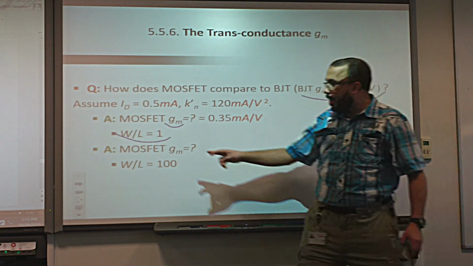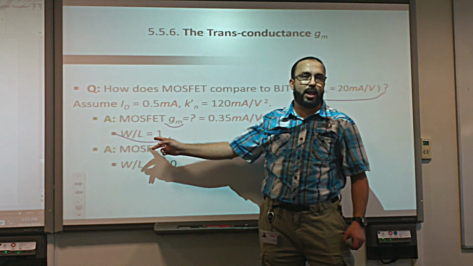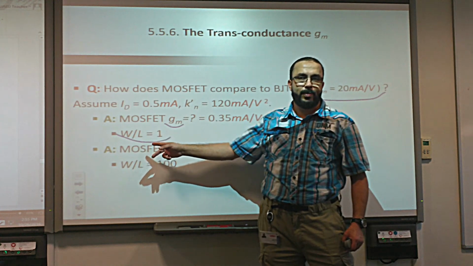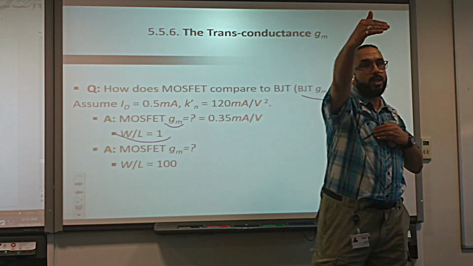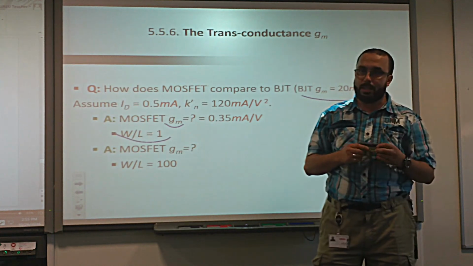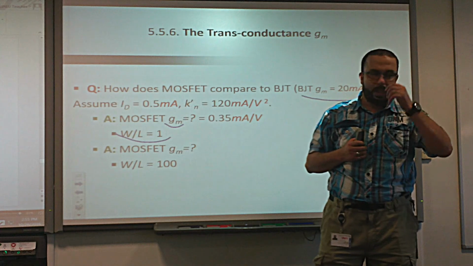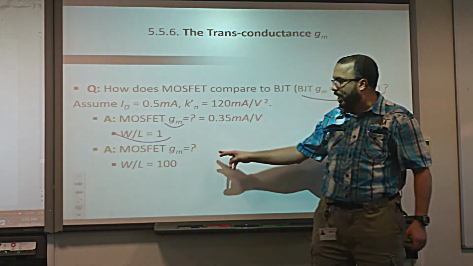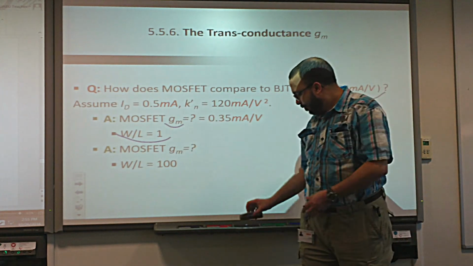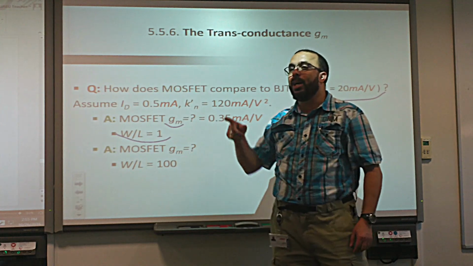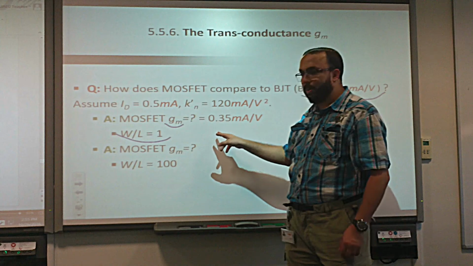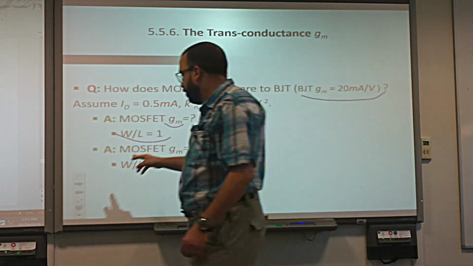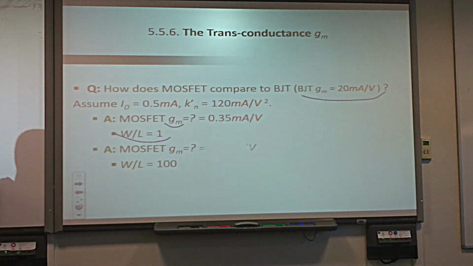Okay, very good. Now, if we make this one 100 times, you know what 100 times means? That means the width of the transistor is 100 times the length. That means this transistor is super big, yes or no? So if you make it super big, how much is GM now? Times what? 10. Why? Because of the square root of 100. Exactly. So this times 10 would be 3.5. Bingo. Thank you. Very good. That means you are following us.